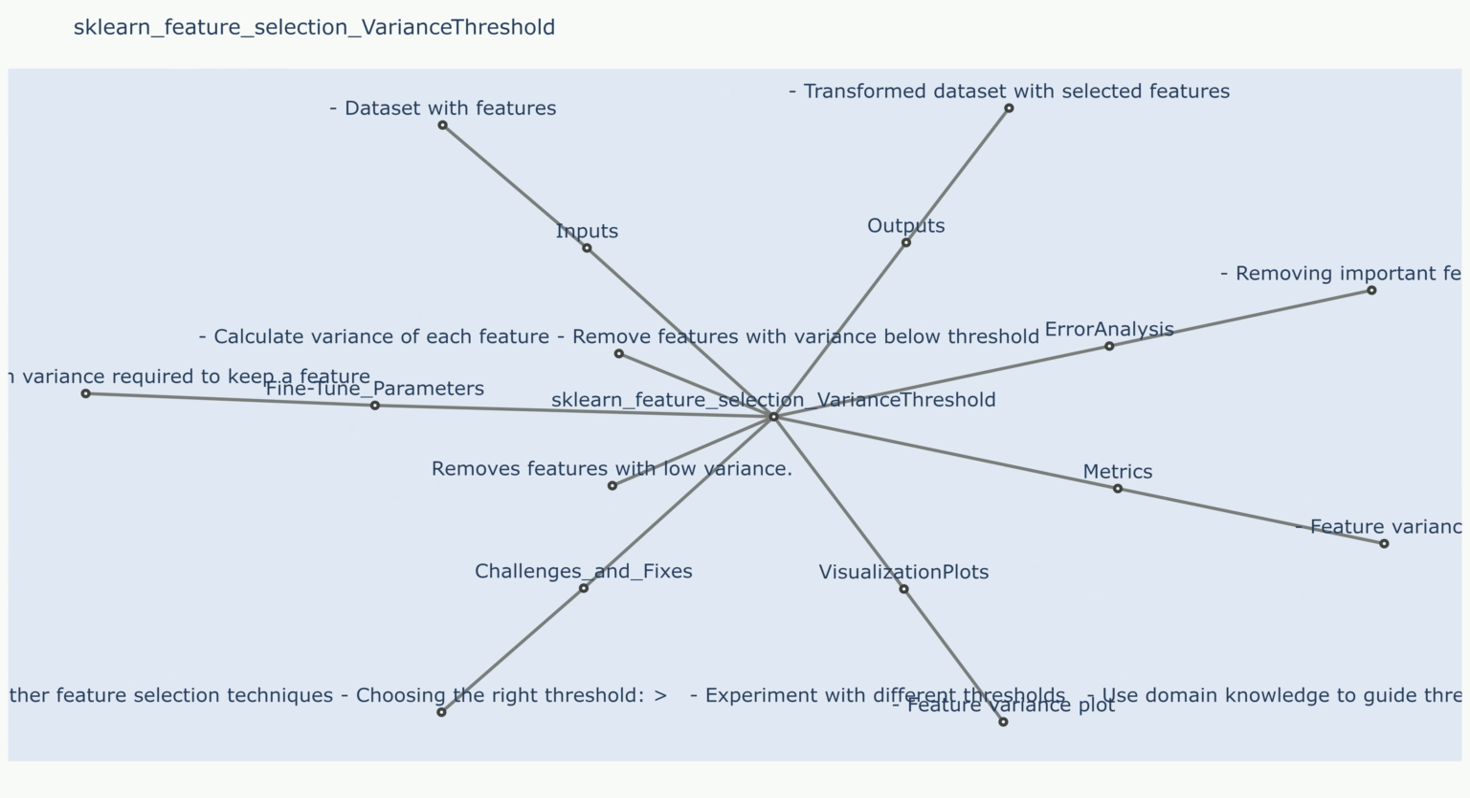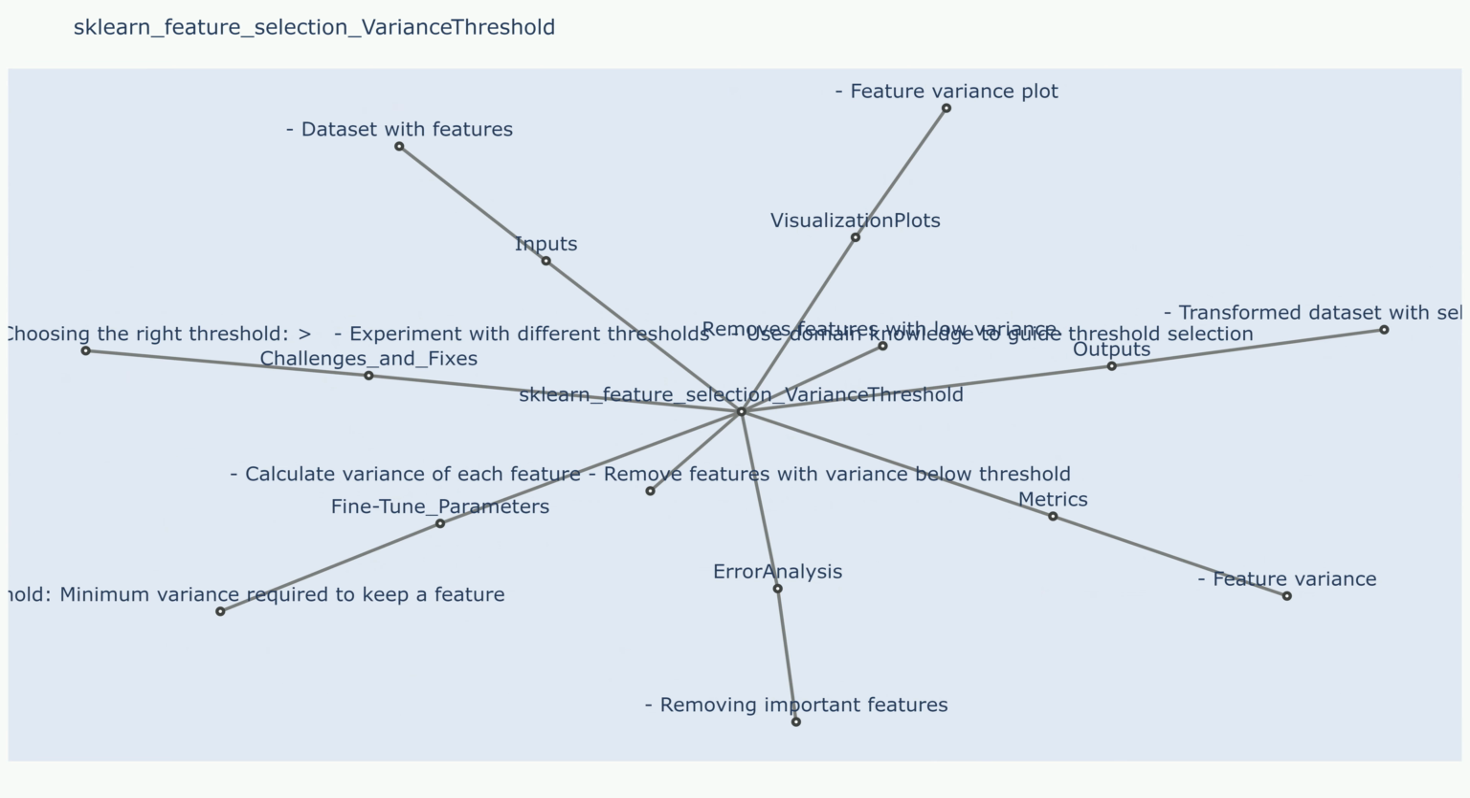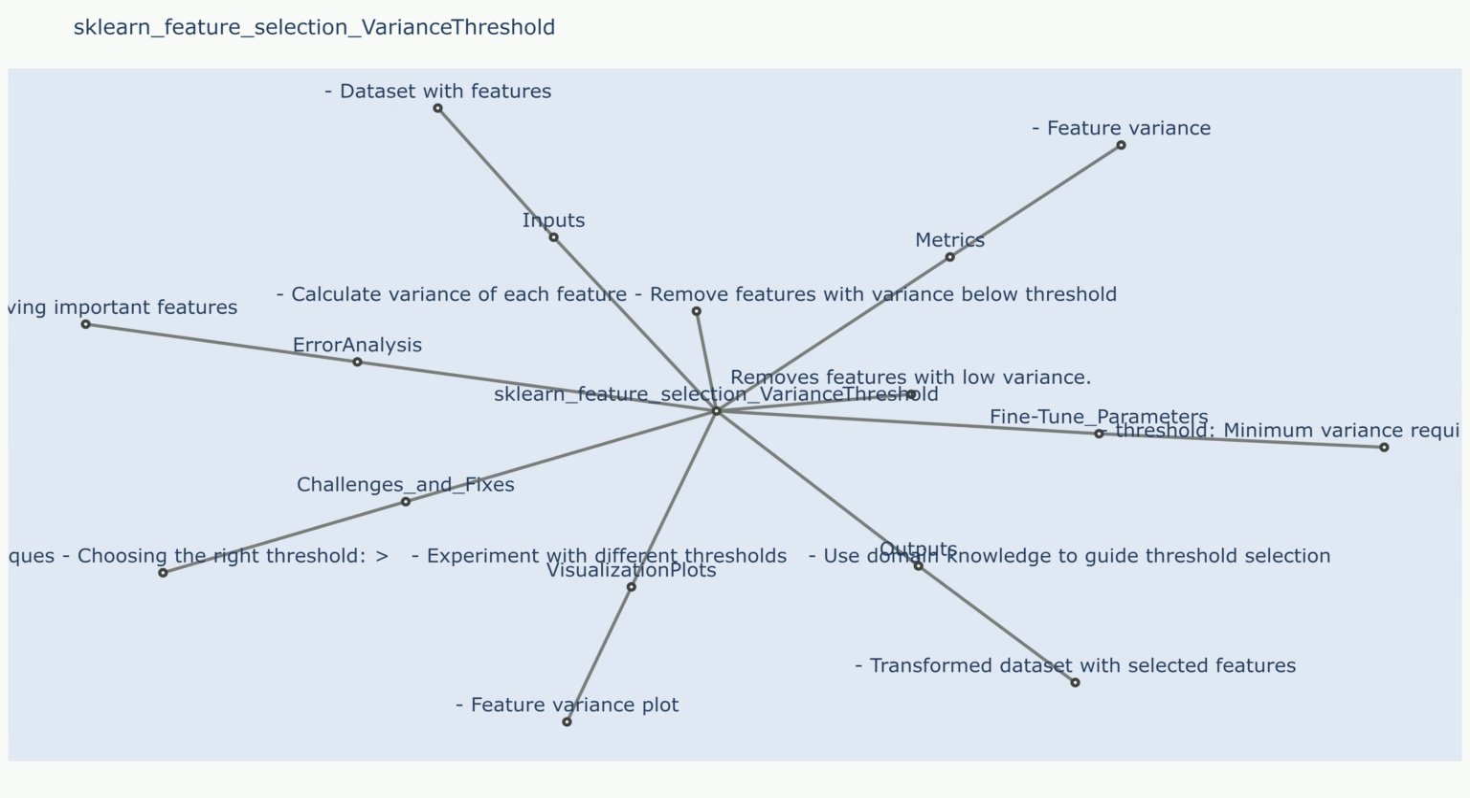Challenge 3. Handling correlated features. Variance threshold does not consider correlations between features. If two highly correlated features exist, variance threshold might remove one of them, even though both could be valuable for the model. Sample use case that resulted in challenge 3. A dataset with two features that have similar variance but are highly correlated.